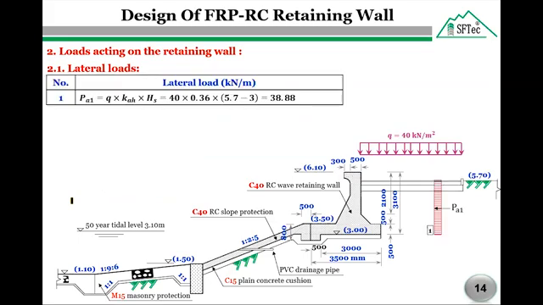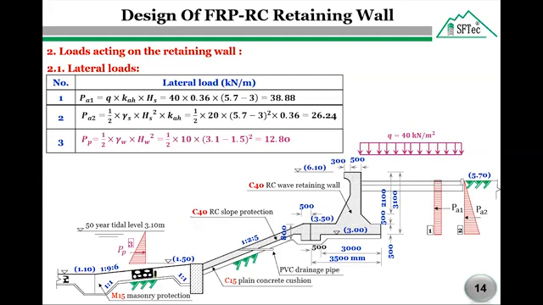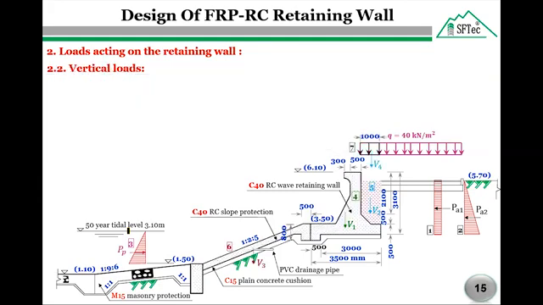The lateral load P active 1 due to the surcharge is Q times K active times the height of the soil. The lateral load P active 2 due to soil pressure equals the area of the soil triangle times the coefficient of active earth pressure. The lateral passive earth pressure due to water in front of the wall equals the water triangle area. Now we are going to calculate the acting vertical loads.